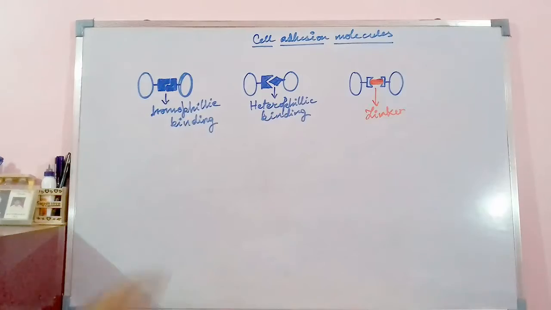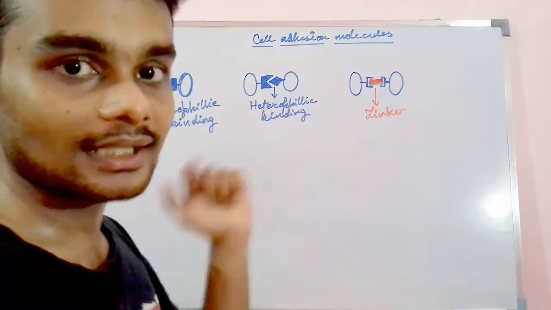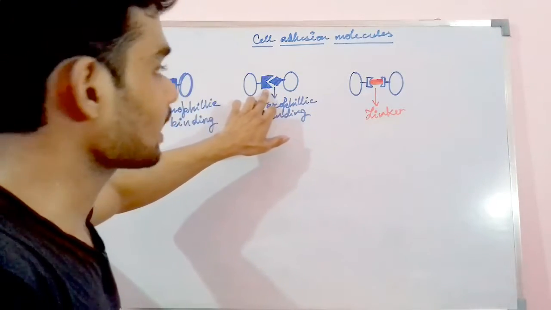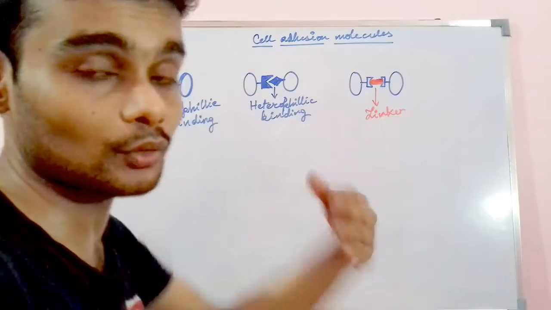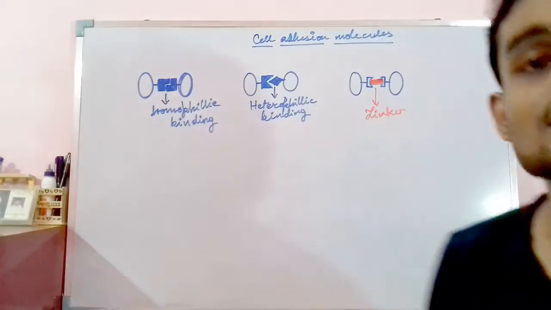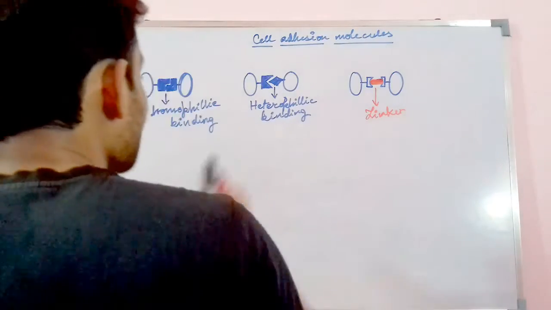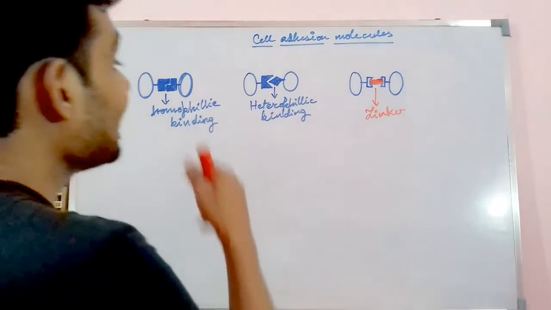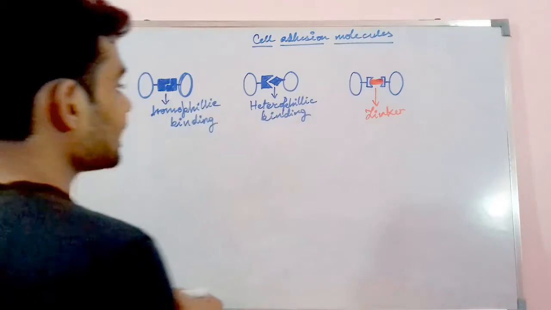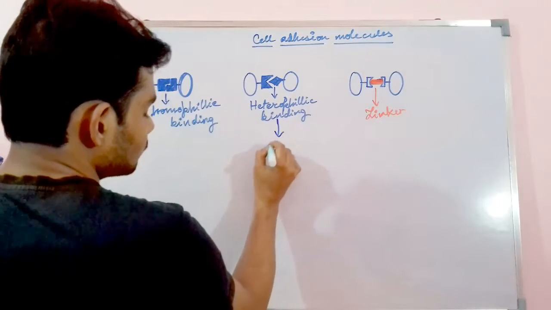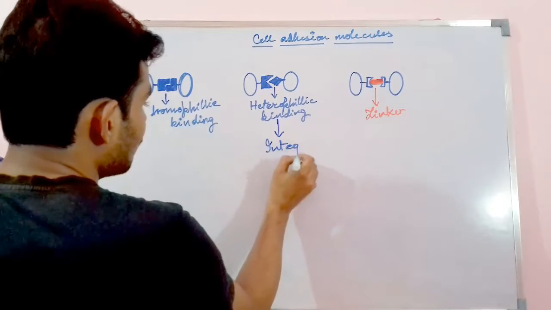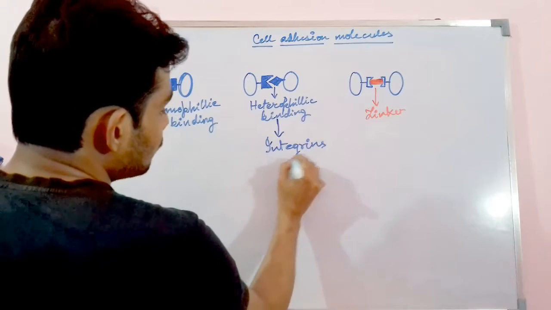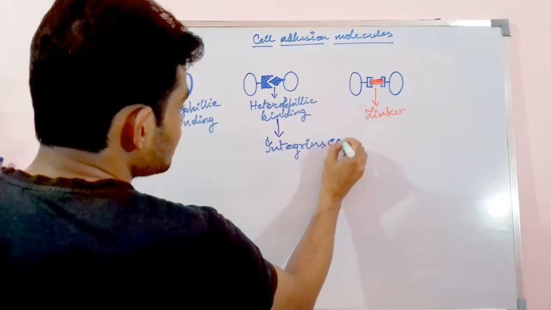Now, this heterophilic binding is done by this particular protein which binds these two cells. These are heterophilic because the proteins are different, dissimilar in their structure or molecular configuration. This heterophilic binding is seen specifically in case of the integrin proteins, integrins, which are a cell adhesion molecule, also called CAM.